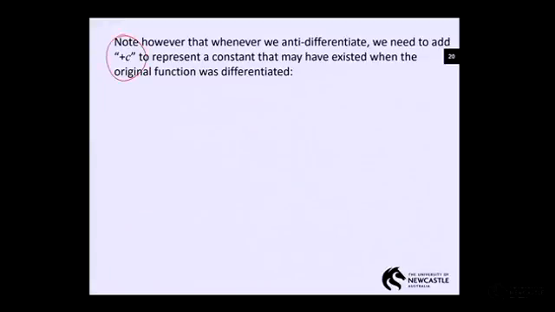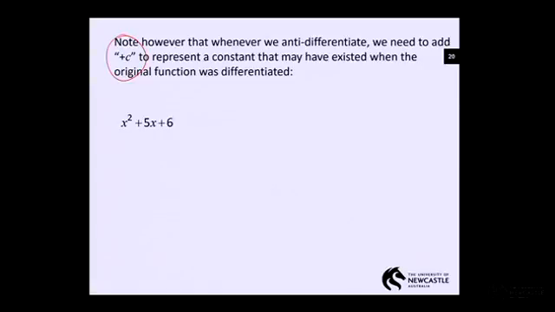It does say, note, however, that whenever we anti-differentiate, we need to add this guy, a plus c. It represents a constant. A constant is any number, any positive, any negative, any number that does not have an x next to it. It's a constant. So it can be a value, and it represents that constant that may have existed when the original function was differentiated. So have a look at this little example.